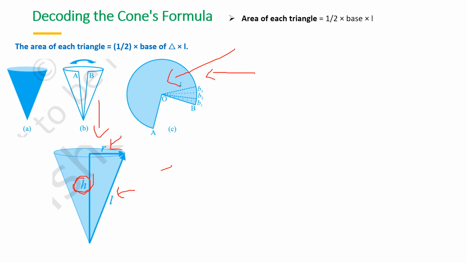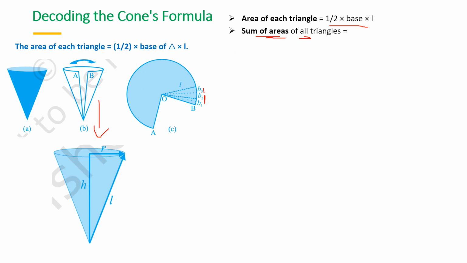Now let's start from here. We are interested in finding the curved surface area of this cone, right? What is the area of the triangle? Half into base into L, we know it, right? The base means this small triangle's base. Then the total curved surface area is equal to the sum of areas of all the triangles. Imagine slicing this opened surface into hundreds of triangles, and now add the areas of all the triangles.